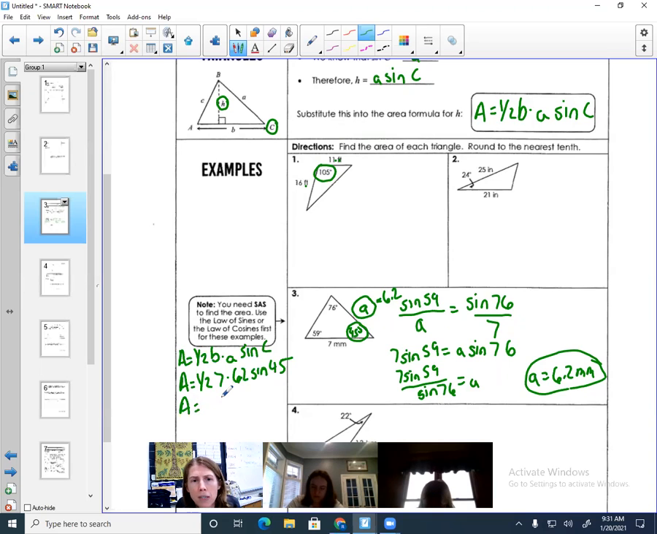So you have 1/2 times 7 times 6 squared times sine of 45. You should be able to do that all in one step on your calculator. I should put a dot right here. And I see 15.3 coming through. Good job, you guys.